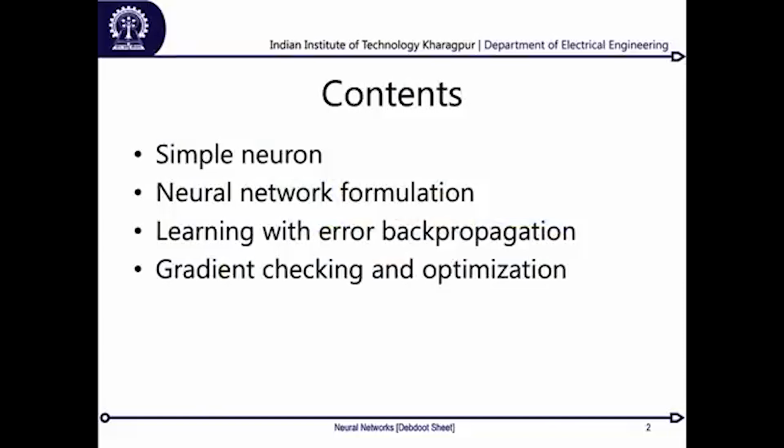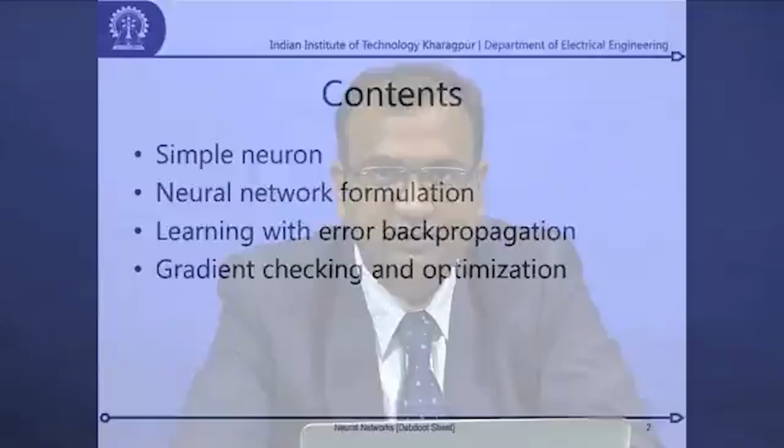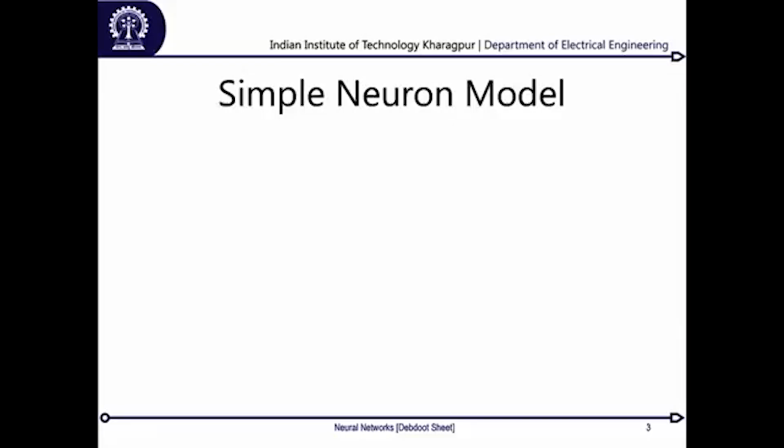There are different ways in which this error is backpropagated and how things are optimized, and then we have gradient checking and optimization, which is an optimization criterion as to when to stop and what the final configuration of a neural network is, where it would give you the best classification or, say, regression. So without much of a delay, let's start with how we define a simple neural model.